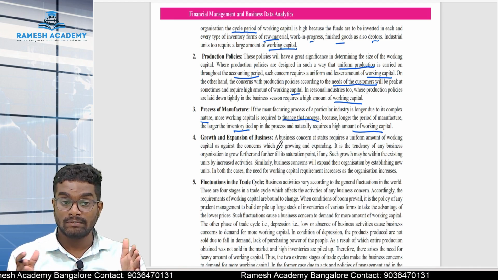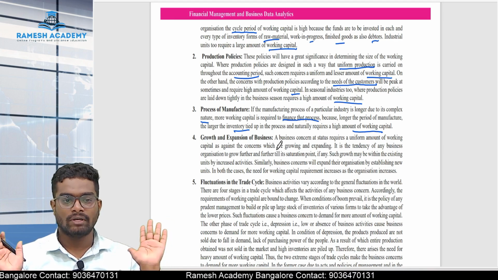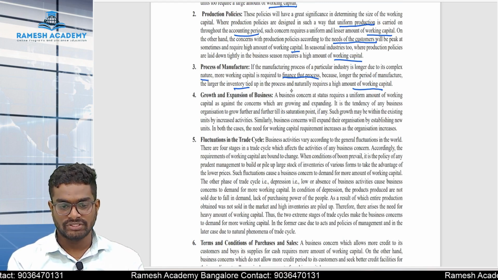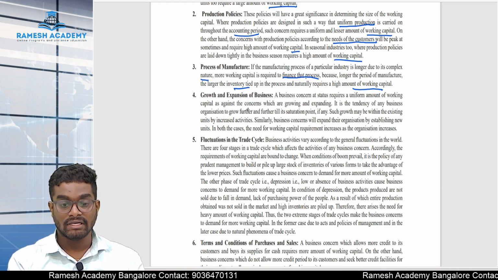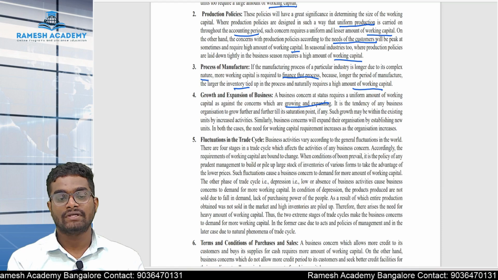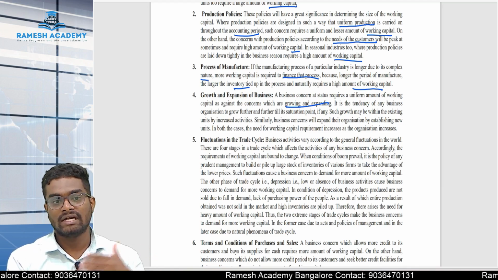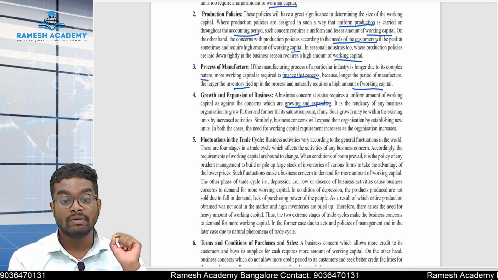If the length of the manufacturing process is more, a larger amount of working capital is required. Growth and expansion of business: a business concern at a steady status requires a uniform amount of working capital, as against concerns which are growing and expanding. So if you are not expanding or growing, the amount of working capital is less. If you are going for expansion, merger and acquisition, in those scenarios you will be requiring more working capital.